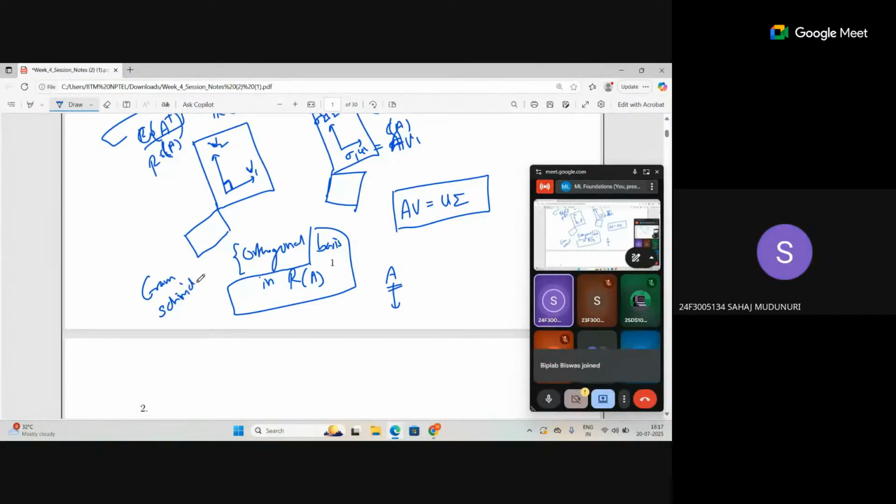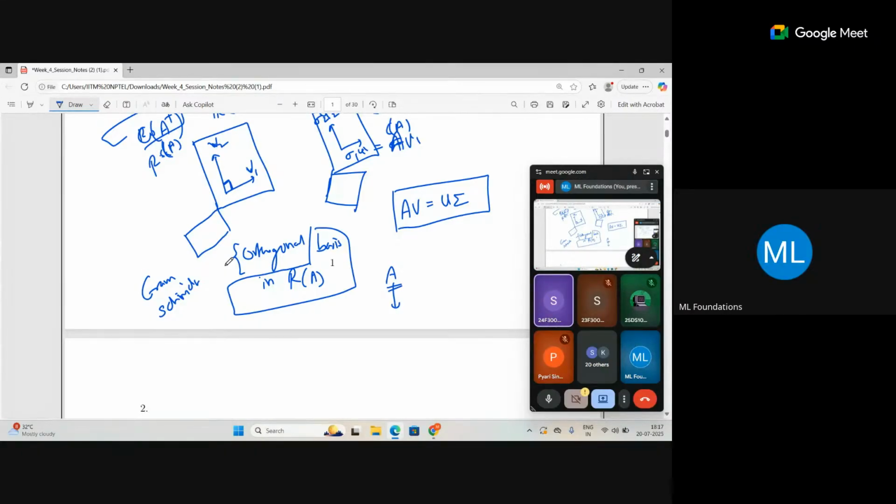Sir, we have a matrix A, and we want AV equal to U sigma. You mentioned that U is the eigenvectors of A transpose and V is the eigenvectors of A transpose A. How is this related to the row space and column space of A? I'm not asking for proof. I'm getting very confused, sir. Okay.